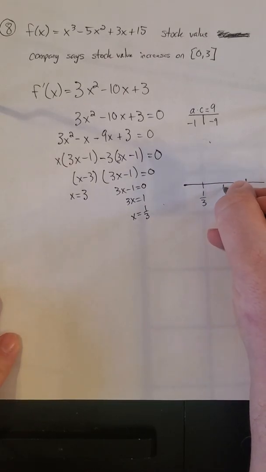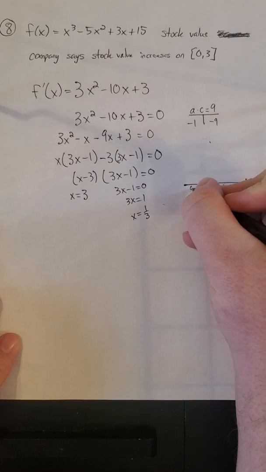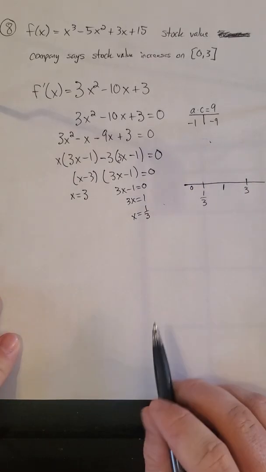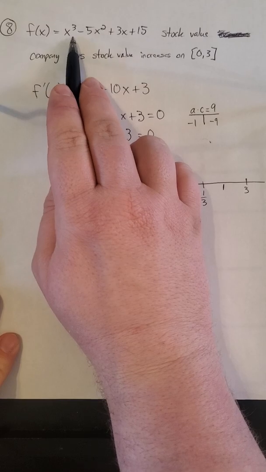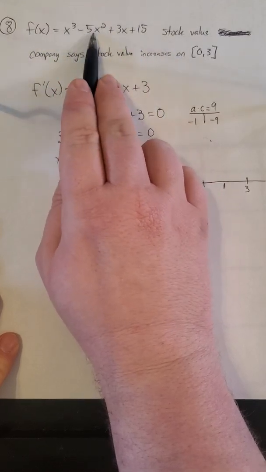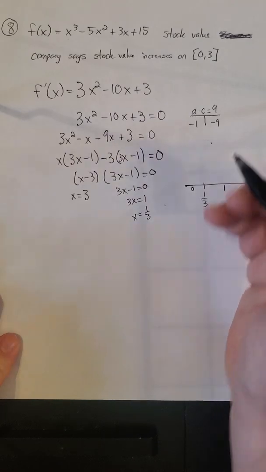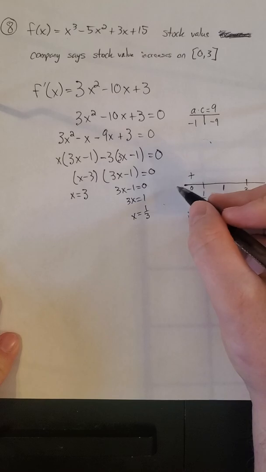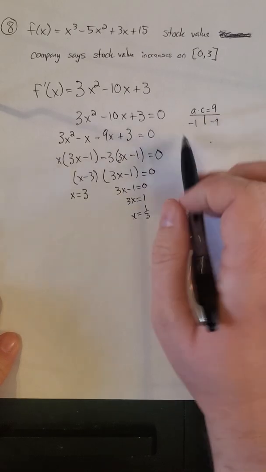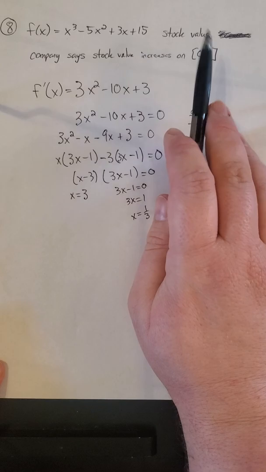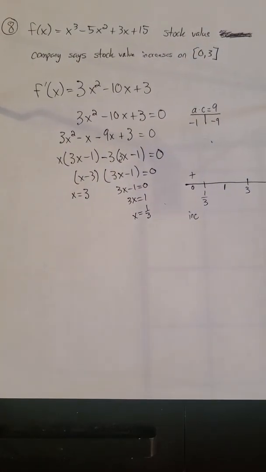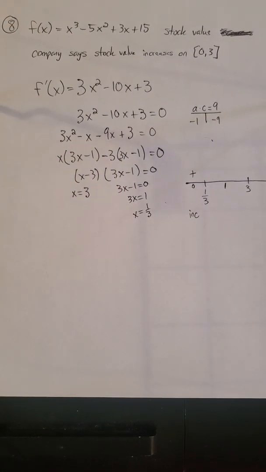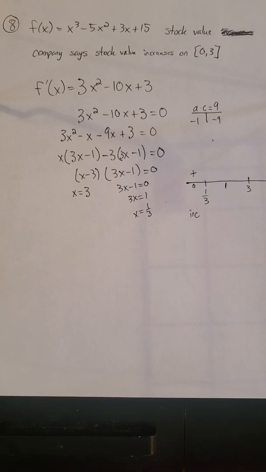So we're going to plug in our test points. We can use 1 and we can use 0 for that matter. Now, if I plug 0 into this function, I'm going to get a positive 15 because every term that has x is going to be 0. So I'm just going to get a positive 15. So that's positive. That means it's increasing between negative infinity up to 1/3. Or in this case, since we only care about starting at 0, we really can say it's increasing from 0 to 1/3 because the first derivative is positive.